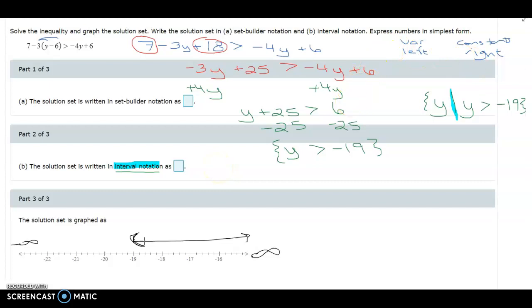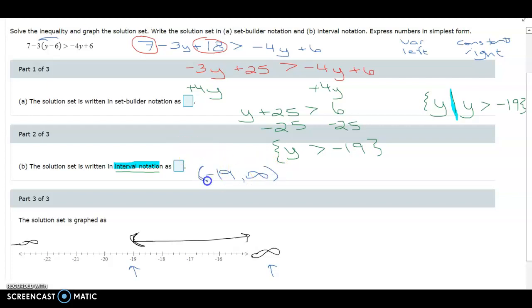Okay, so going back to interval notation, the interval notation comes from the graph, from left to right. So on the left, I see negative 19 with a parentheses, so my interval is going to be a parentheses with negative 19. On the right, I see infinity, so positive infinity, and infinity always gets a parentheses.